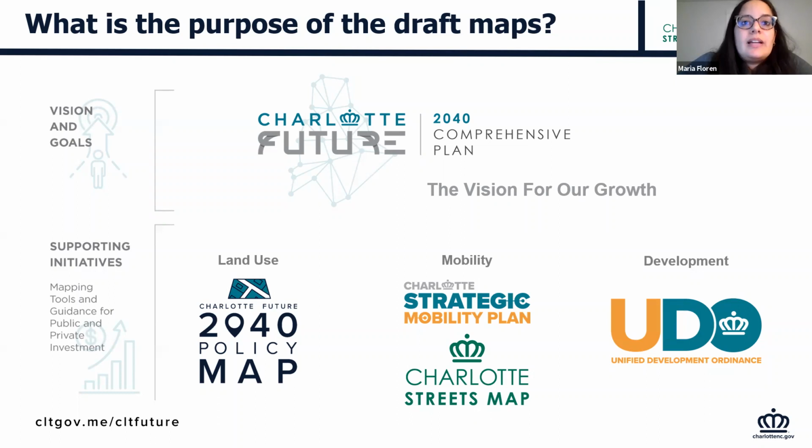The policy map will identify appropriate locations for future development in our neighborhoods, and the streets map will define the multimodal vision for Charlotte streets to support mobility between the places where we live, work, and play. And the Unified Development Ordinance will consolidate and update the city's land development regulations so future development is aligned with the vision of the comprehensive plan. A draft of the UDO was released on October 7th, and more information about this initiative can be found at cltgov.me/CLTFuture.